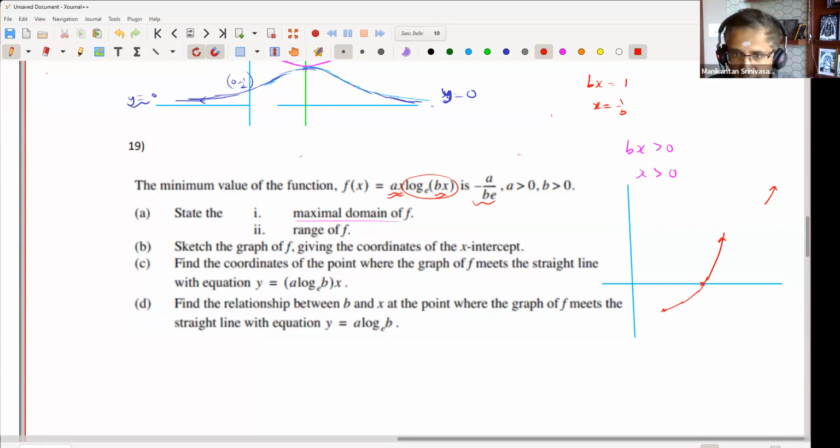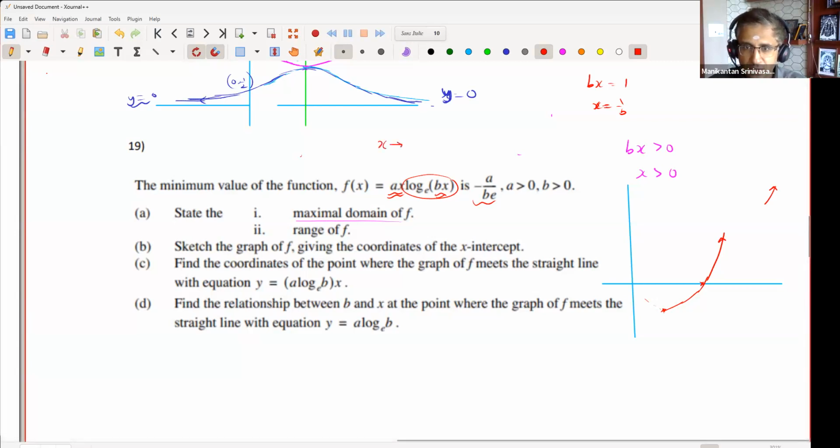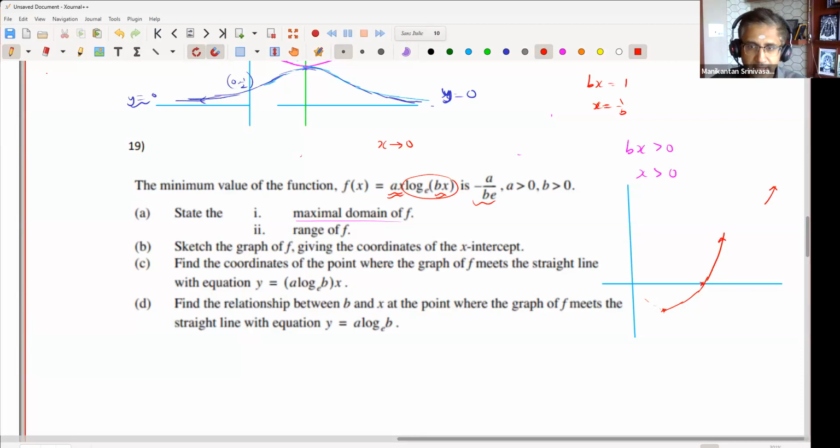Now, when x is less than this, it's negative. By the way, from this region, it's negative. Now, as x approaches 0, just assume x approaches 0. What will the value be as x tends to 0? Now this is a very interesting thing.